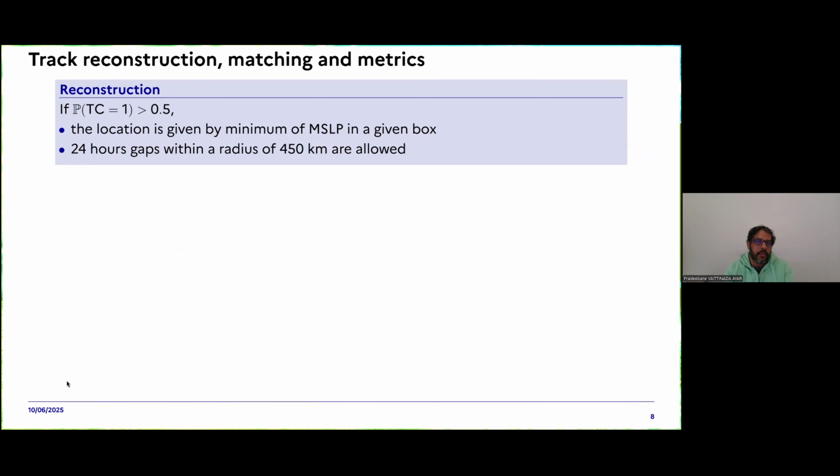So how do I reconstruct my tracks? At first, if I have a TC probability above 0.5, I say that I have a cyclonic situation within my box. And for the location, I just go to the minimum sea level pressure within a given box. Sometimes you can have a gap because the probability is below 0.5 and then goes up to above 0.5 at some point. So I allow some 24-hour gaps and a maximum of 450 kilometers.